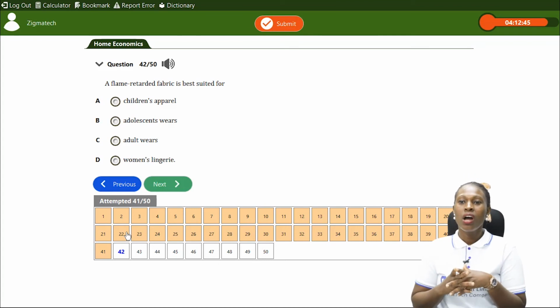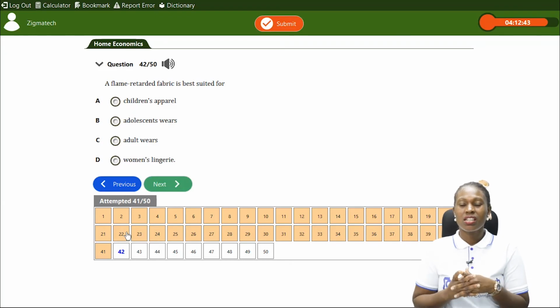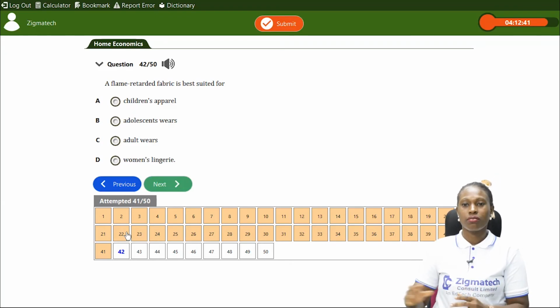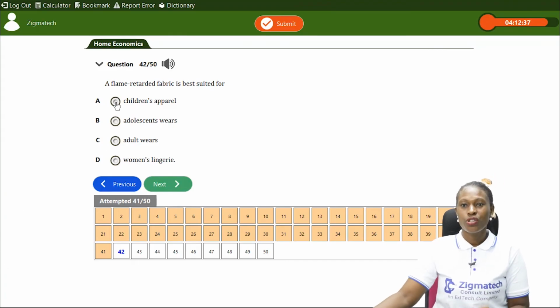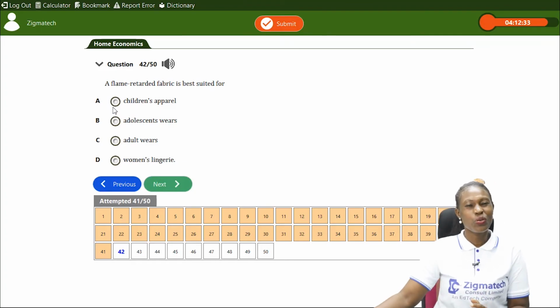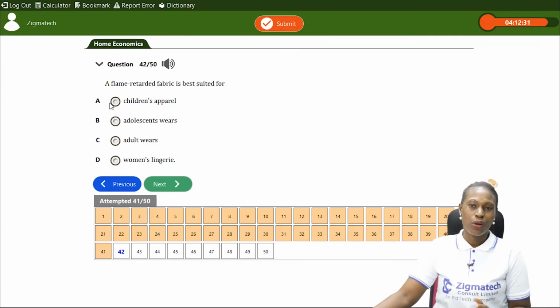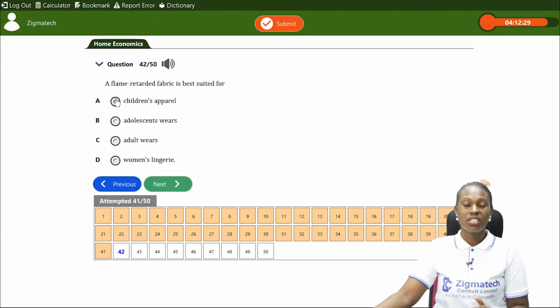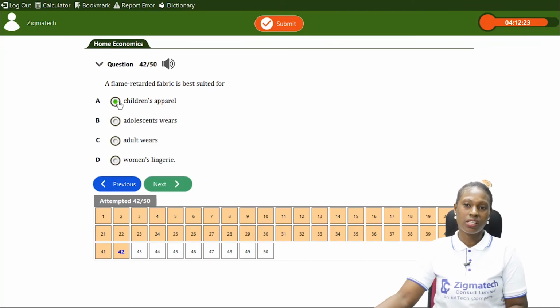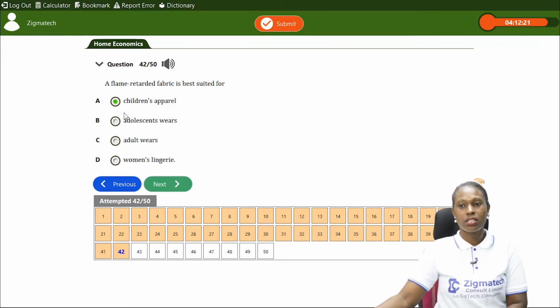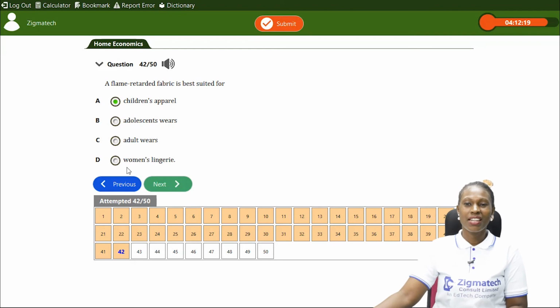Now, who does this type of fabric suit? Of course, you know them, children. A flame retardant fabric is best suited for children. You know how playful children can be. So a flame retardant fabric is best suited for children's apparel, their clothing. It's very important. Now let's look at the next question.